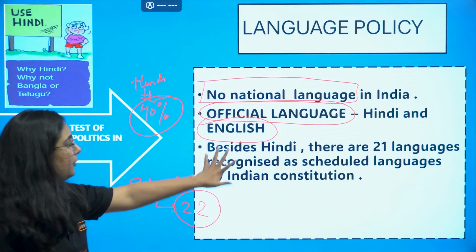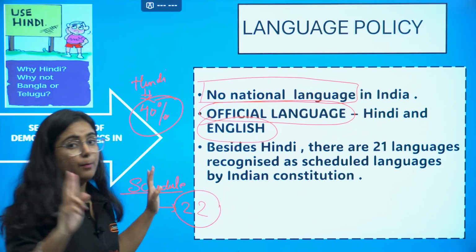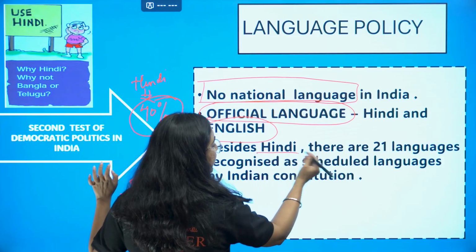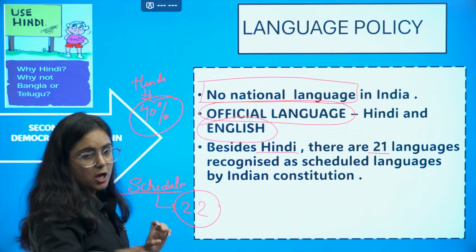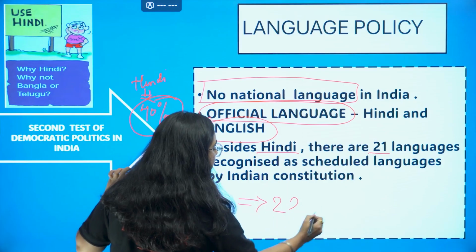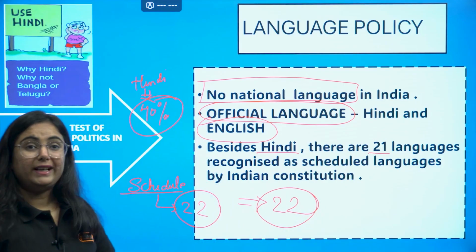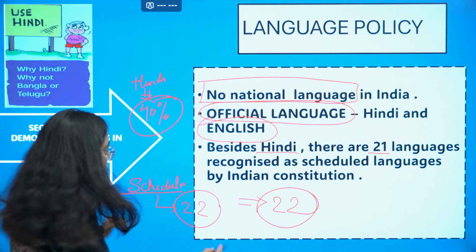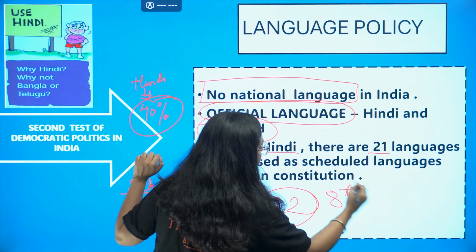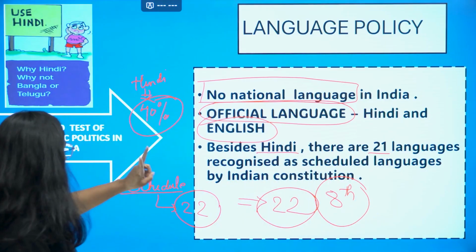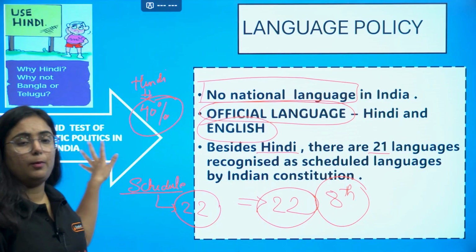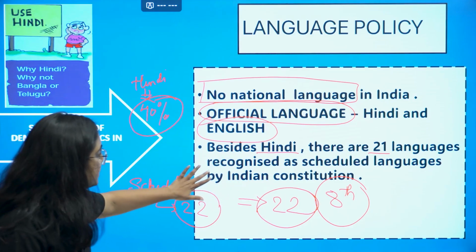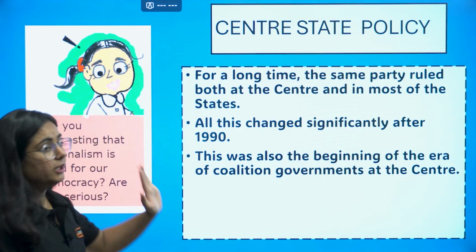So basically we have 21 languages other than Hindi. Now mark my point, okay? Pay attention that in the statement it is written that besides Hindi there are 21 languages. So how many languages are there in total in the schedule? There are basically 22 languages in the schedule. And which schedule is it? It is the 8th schedule of our Indian Constitution. So this was the second test of democratic politics in India, and what we have opted for: no national language, an official language, as well as a list of scheduled languages. Did you get this point?